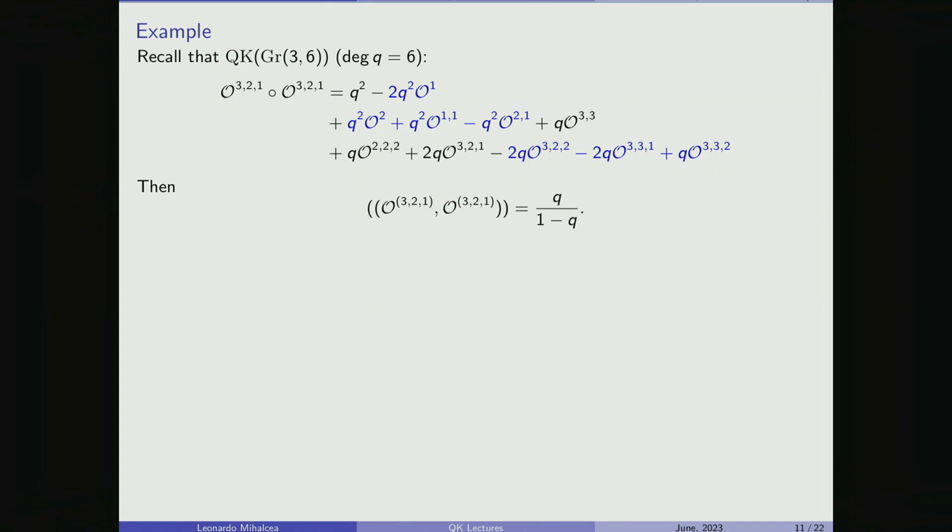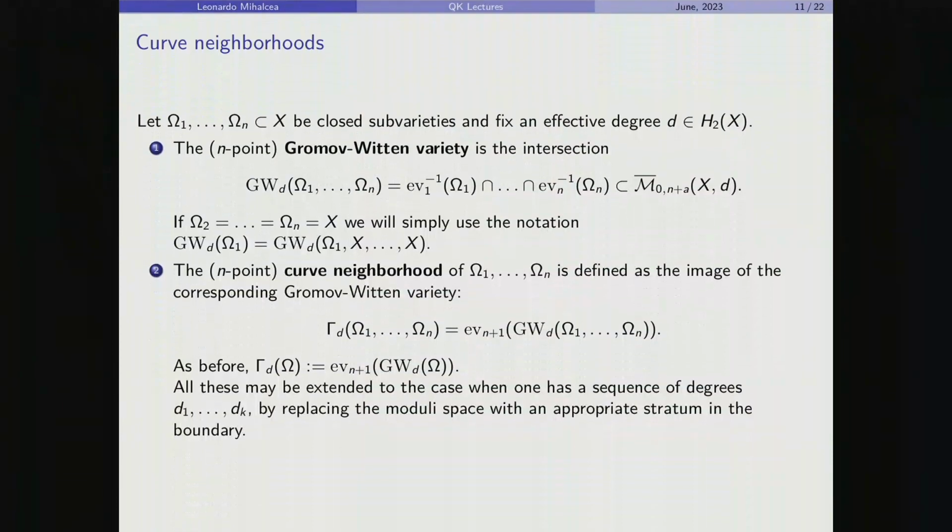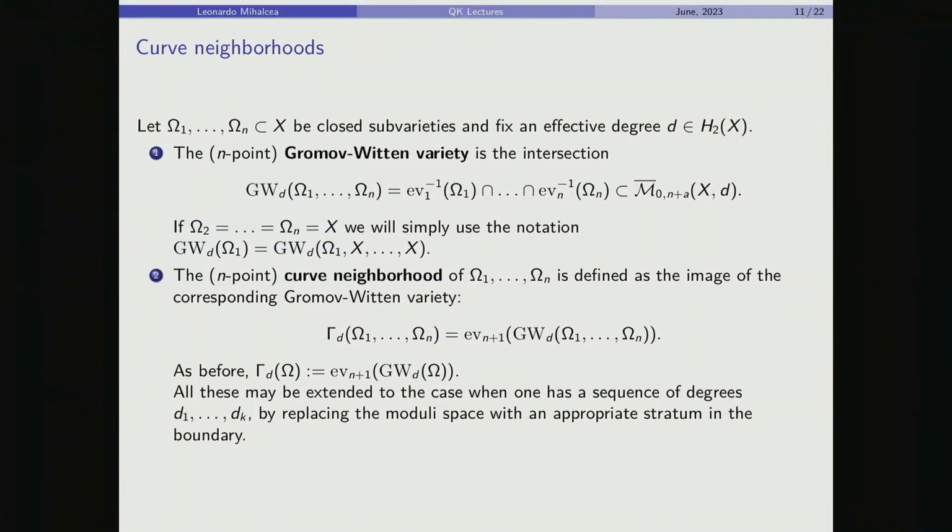So I guess I'm going to switch to combinatorics from this moment on. I'm going to give you a combinatorial way to calculate this pairing for Grassmannians. Maybe I'm going to talk about full flag manifolds as well, but for all flag manifolds we have a combinatorial explicit way to calculate the pairing, and this is based on this notion called curved neighborhoods. So what are these curved neighborhoods?